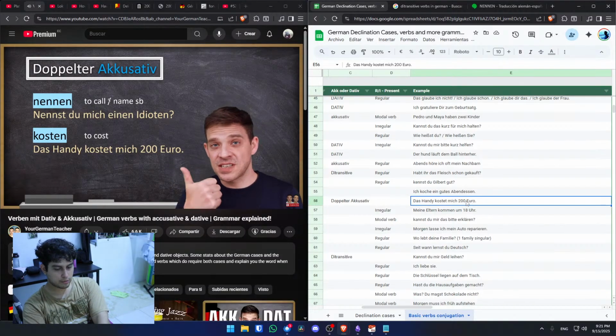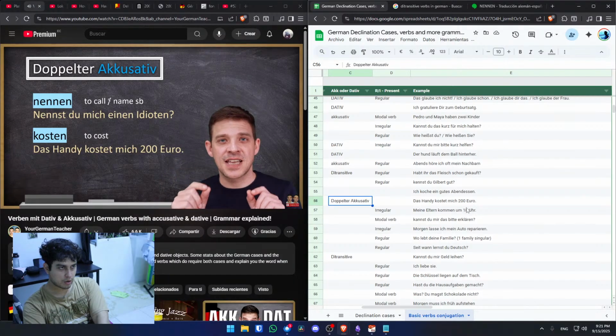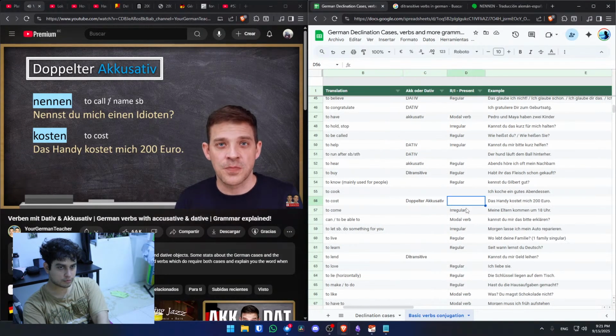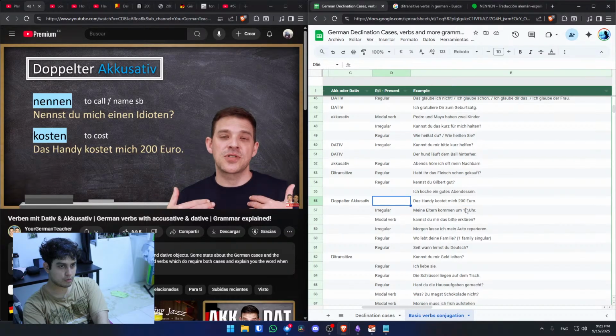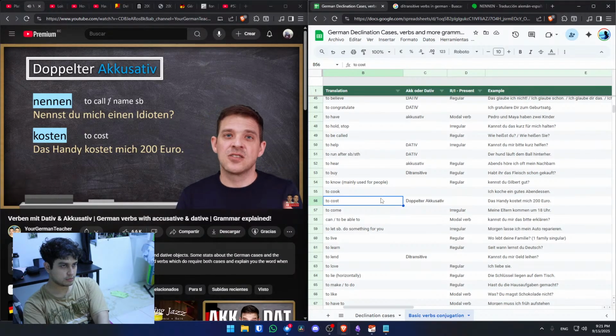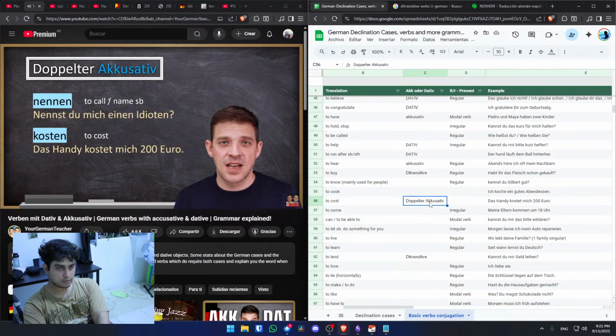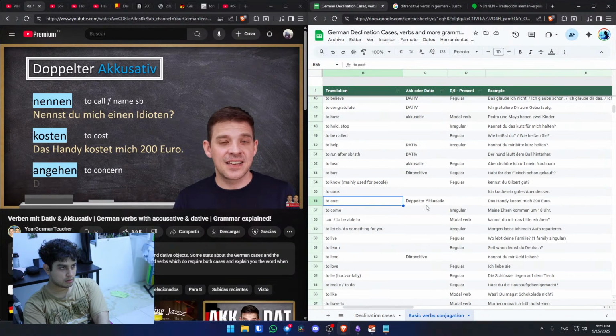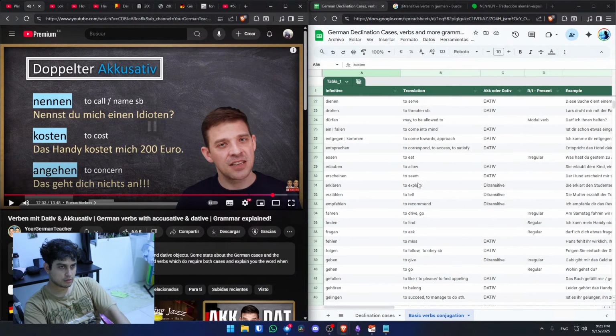And here again, kosten, you can just use one object. Das Handy kostet 200 Euro. But you can also add a person. Das Handy kostet mich 200 Euro. The cell phone costs me 200 euros. And the last one is angehen. Angehen heißt to concern.